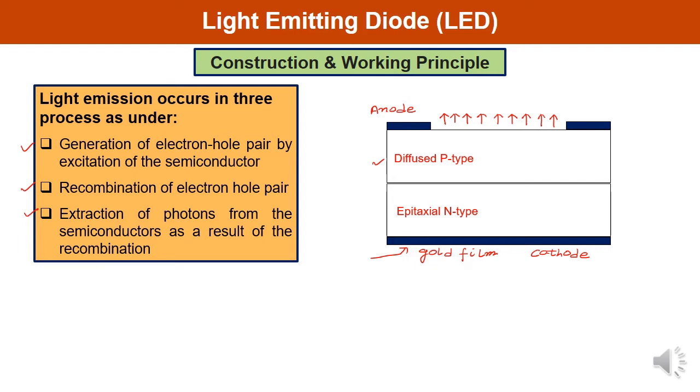You must have seen there is a plastic enclosure around the LED, and the plastic window is also provided with a lens, and this lens helps to focus the light out from the LED structure. So this is how you can understand the construction or the formation of the light emitting diode.